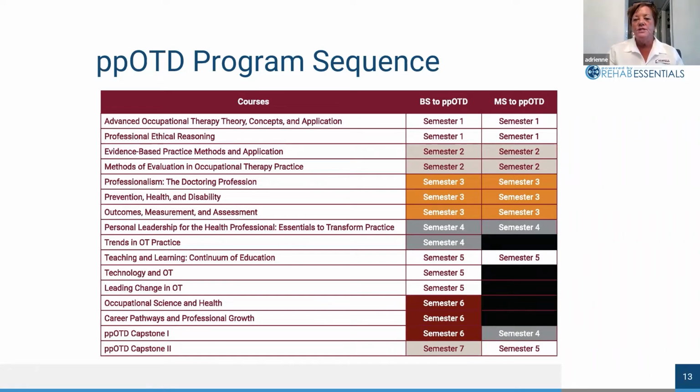Particularly in trends in OT, a great opportunity there is to look at how the profession has advanced. What are some of the drastic changes in documentation, in reimbursement, in where we find ourselves practicing. Those are really great opportunities within some of those courses to elevate yourself within the profession and gain some new knowledge to take with you moving forward and into your capstone process.